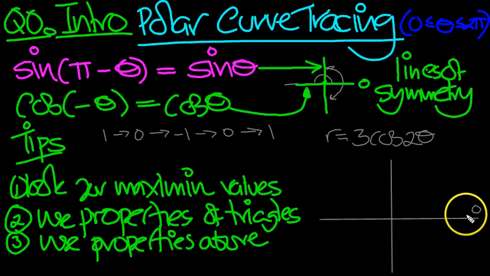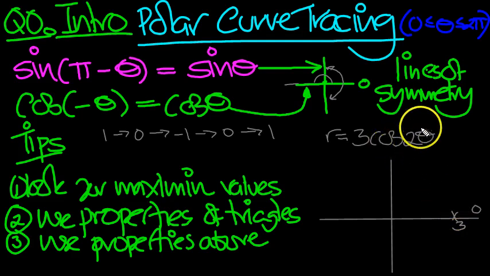So let's go round from zero. The other thing to observe is this property here. This is the line of symmetry. So we need only concern ourselves with the values from 0 to pi, and then we can mirror image the other side through the line of symmetry. So let's try it with zero. Cos 0 is 1, it's a maximum value of 3 there, isn't it? So when theta is 0, r would be 3.